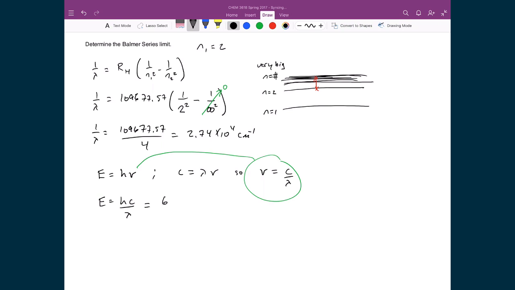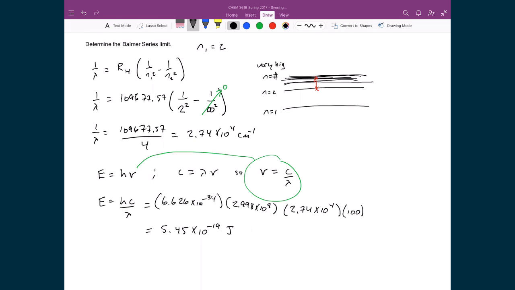And so here again, I'm going to have 6.626 times 10 to the minus 34, which is the value of Planck's constant. I have the value of the speed of light, which is 2.998 times 10 to the 8. And then because I have a 1 over lambda, I can directly plug in this value in inverse centimeters, 2.74 times 10 to the 4. But of course, because this is in inverse centimeters, I have to multiply it by 100 to put it into inverse meters. And so the energy that I'm going to get in the end out of this is 5.45 times 10 to the minus 19 joules.